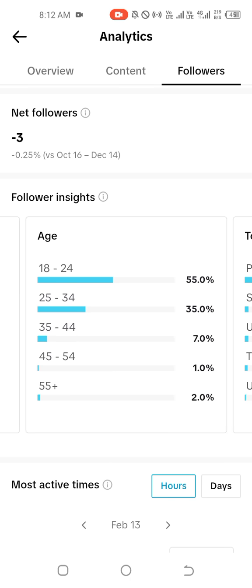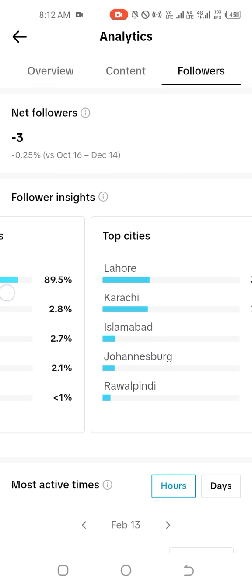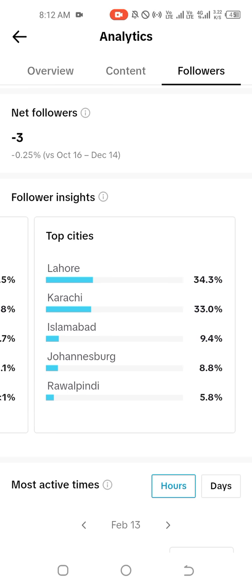And here on TikTok, the new generation, the young generation, 18 to 24 years old, are the most, and 25 to 36 are similar, but 35 to 44 are a little lower. Top countries and regions my followers came from: Pakistan, Saudi Arabia, United Arab Emirates, Turkey, United States. And top cities: Lahore, Karachi, Islamabad, and Rawalpindi.